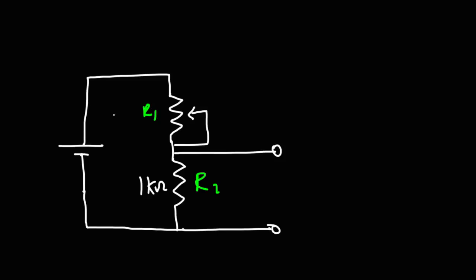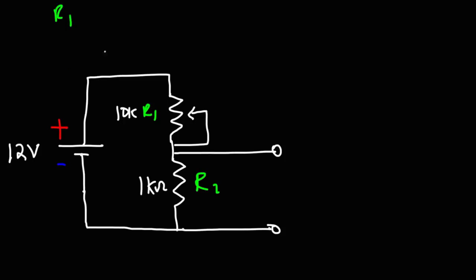So this is one way in which you can do it. Let's say this is R2 and the potentiometer is R1. Let's say R2 is a 1 kilo ohm resistor and R1 is, let's make it, a 10 kilo ohm resistor. And let's use a 12 volt battery. What we're going to do is calculate the range of the voltage across R2.